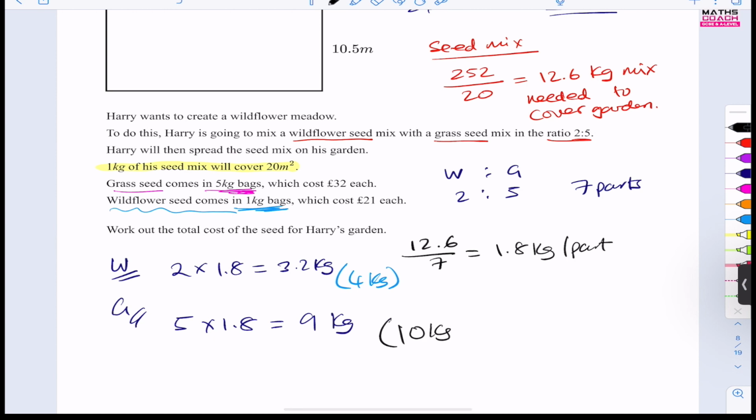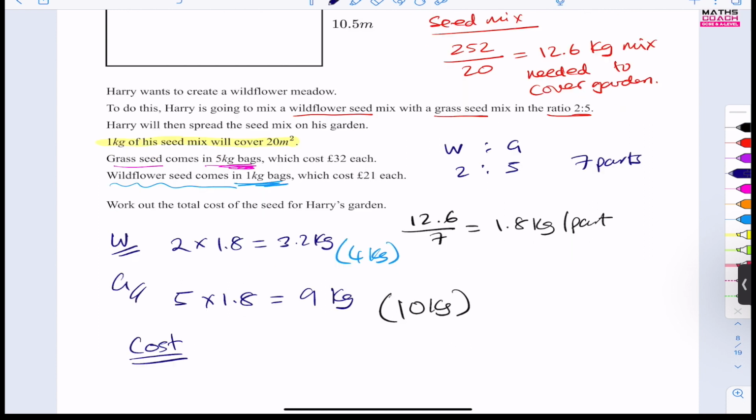So 10 kilograms. Now, let's work out the costs, because that's what the question is asking us to do, the total costs. So for the wildflower, it costs £21 each, 1 kilogram bags. So how many of that do we need? We need 4 of those. So it'd be 4 times by £21, and that gives us £84.